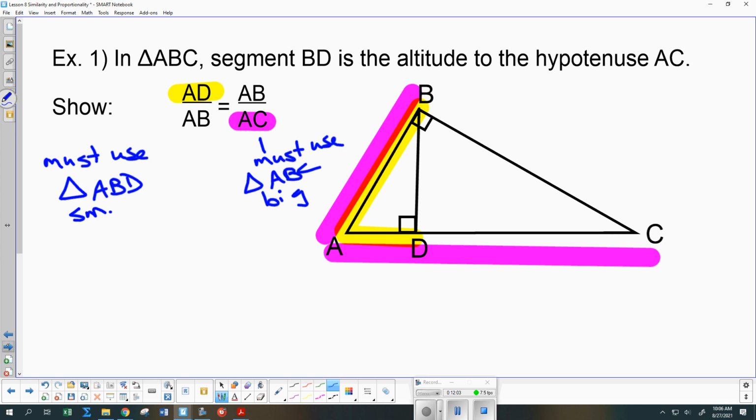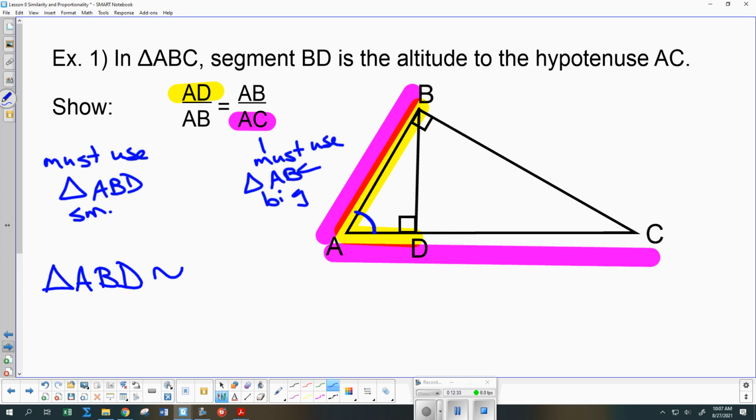So I'm going to write my similarity statement. I'll start with a small triangle and say triangle ABD is similar to, and by the way, I'm just saying they're similar. Are we convinced that's true? Do they both have a 90-degree angle in them? Okay, so we've got one set of angles. Do they both have this angle A in them? So we've got 2 congruent sets of angles.